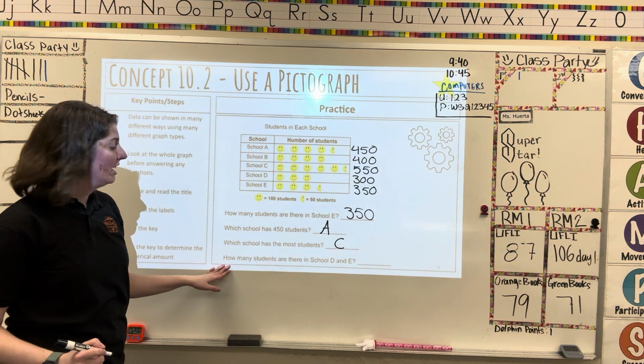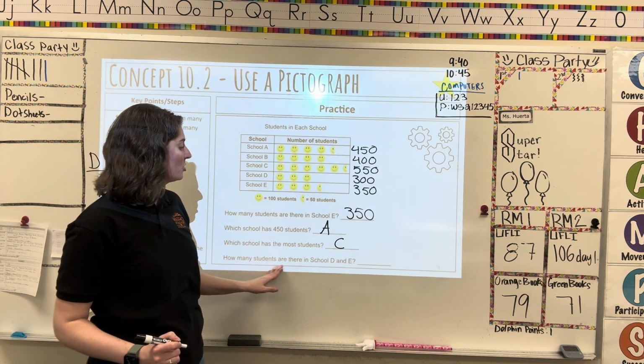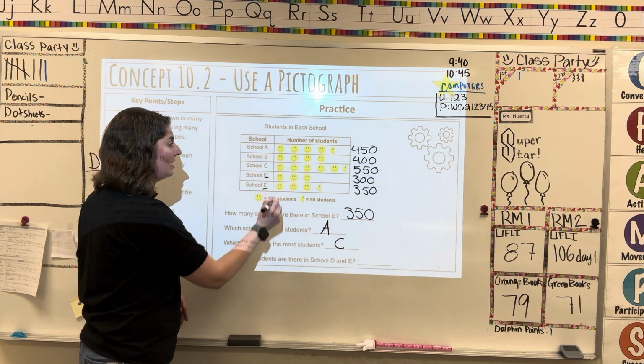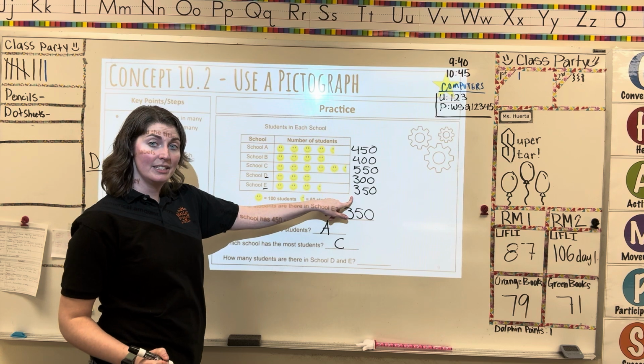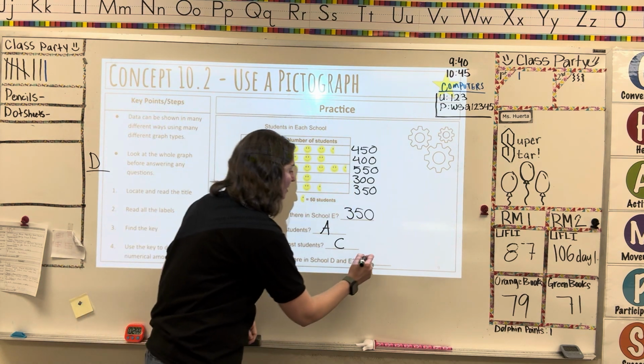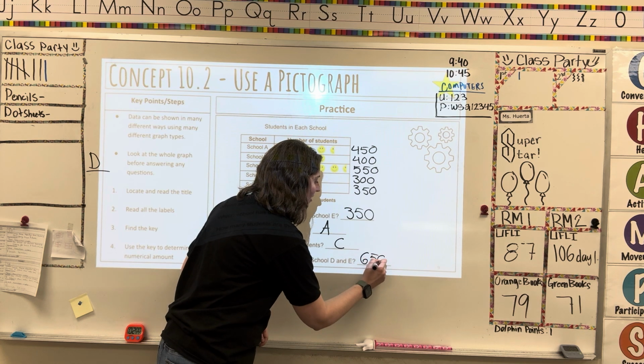Final question is asking how many students are there in schools D and E. So if I'm looking at D and E, I would be adding these together. So 300 plus 350 gets me 650.